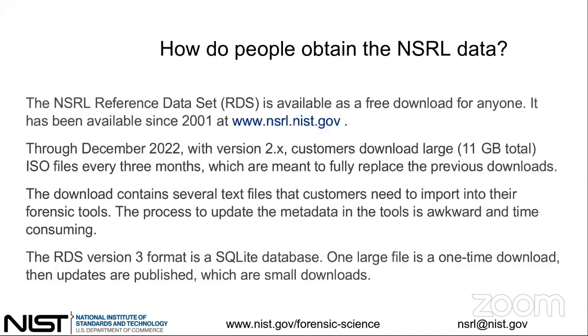How do people obtain the NSRL data? It's freely available for download, and our URL is here on the slide, www.nsrl.nist.gov. Through December 2022, we have been distributing what we call version 2.x, where customers downloaded large ISO files every 3 months. We are switching over to RDS version 3, which is a SQLite database. It's going to be one large file as a one-time download, and then rather smaller updates that should be much easier for people to accommodate into their setups.